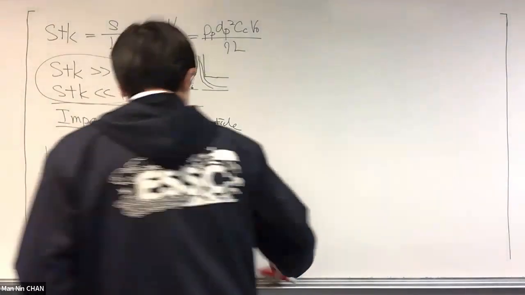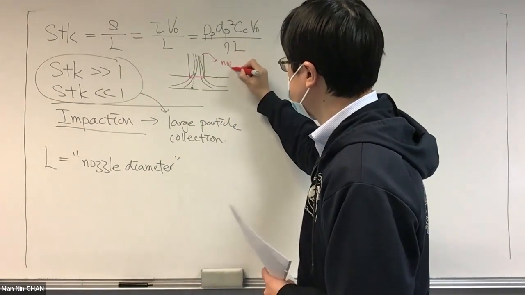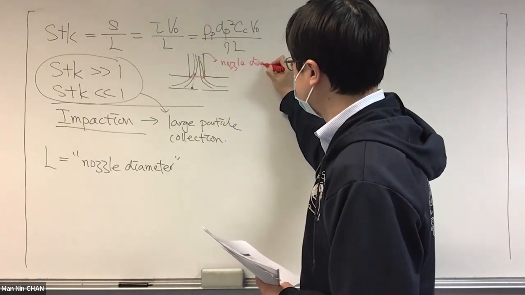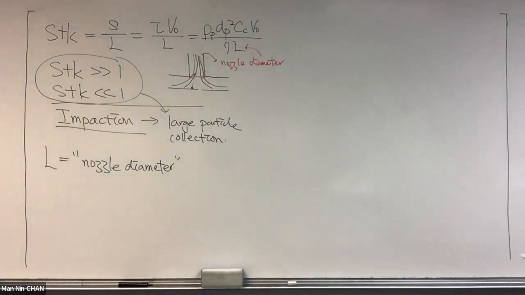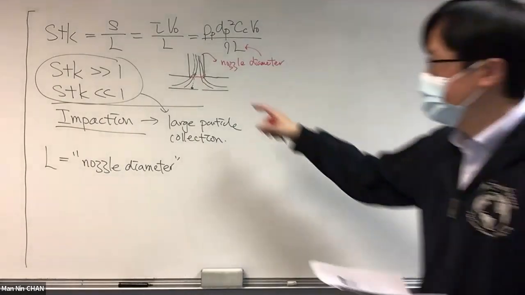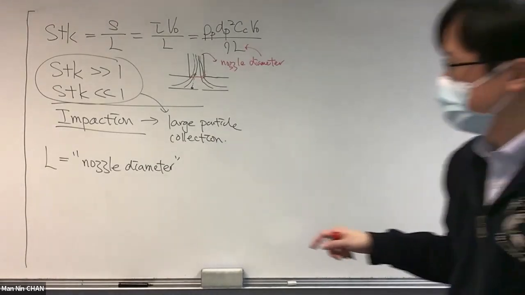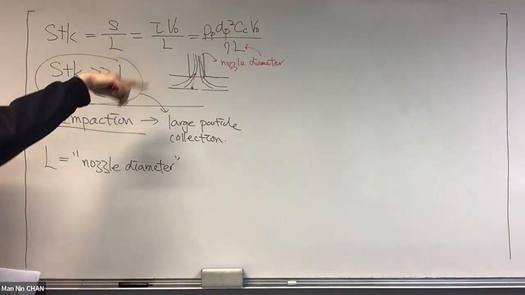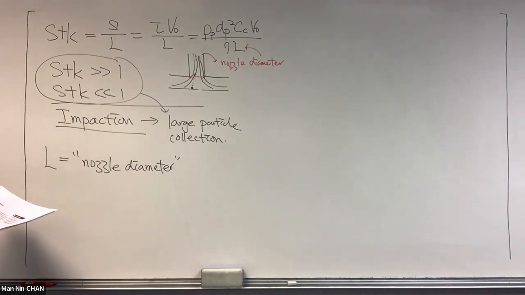What's the meaning of the nozzle diameter? This is the nozzle. You can use the nozzle diameter for your L, and then you can calculate the Stokes number for your impactor. So you can see that when the Stokes number increases, you can collect the particle by impaction. Therefore, we can define a parameter called the impaction efficiency.